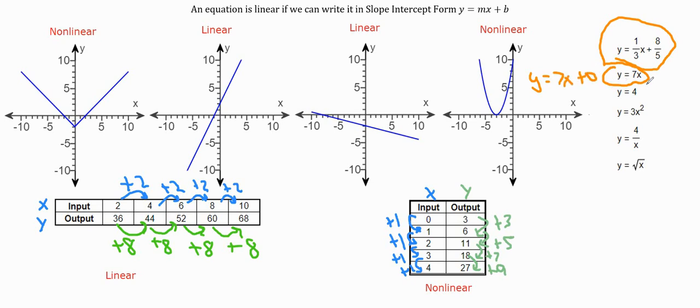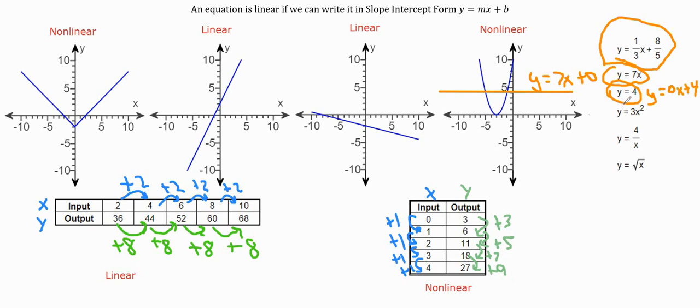The next one, y equals 4. This is also linear because the slope is 0. It's a straight line going across. Pretend that's a straight line right there. We would go through 4. So this would be y equals 0x plus 4 as our equation.